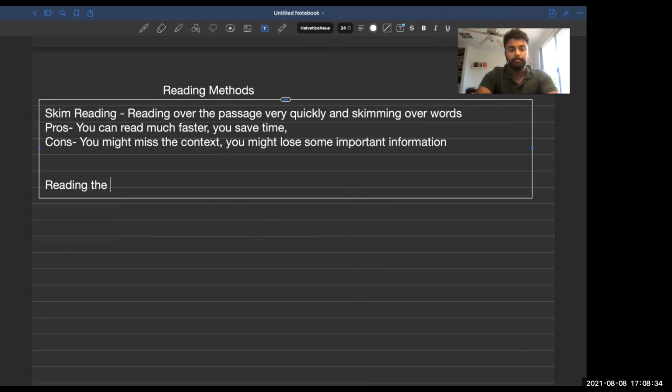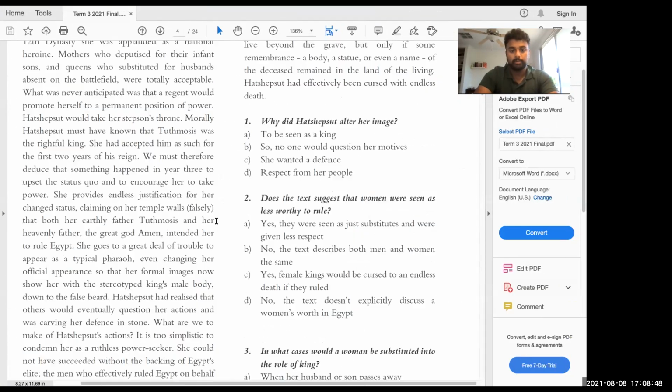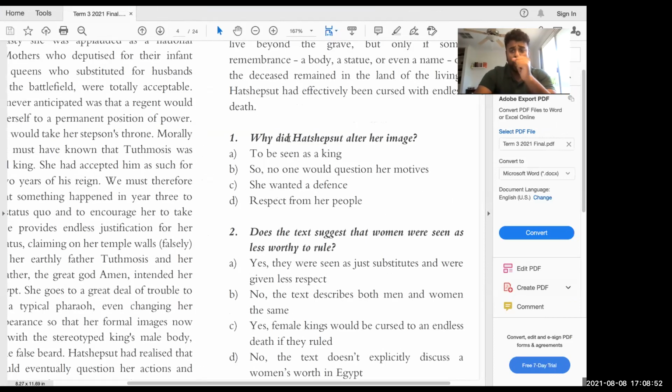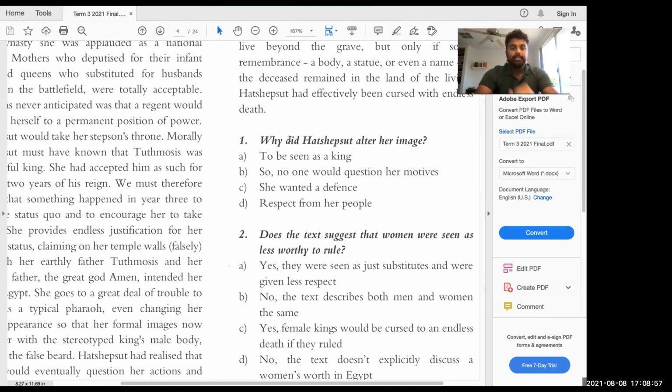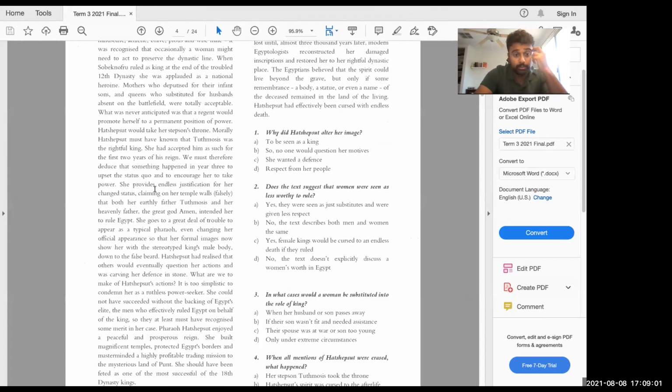Yes. So the next type is reading the questions first, then looking for the answers. The way this method works is you go to your passage, and then you look at question number one. Question number one says, why did Hashtabut alter her image? So instead of reading the whole passage, you go through the passage to look for the answers to your questions.